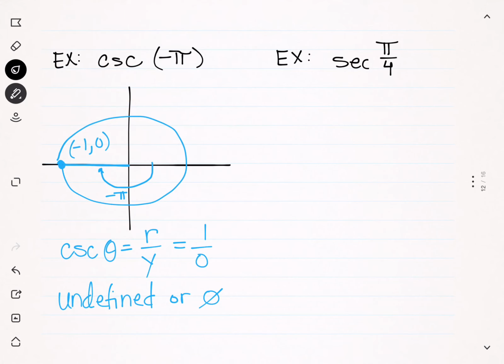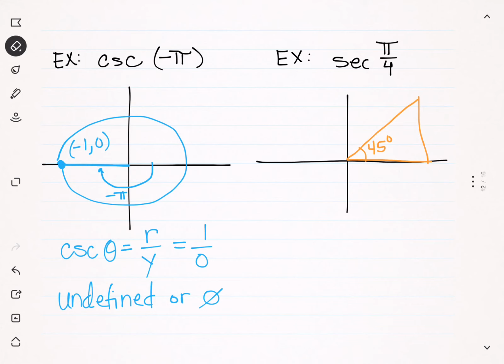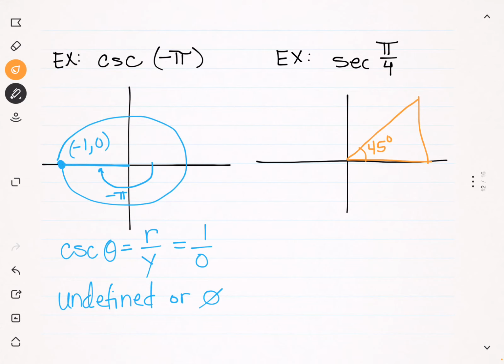Let's do the secant of pi over 4. So pi over 4, recall, is 45 degrees. It's the same thing as 45 degrees. So in standard position here, we are at 45 degrees in quadrant 1, or pi over 4. Okay? So my radius, of course, is 1, and then we learned from the last video on the unit circle that the x value is root 2 over 2 and the y value is root 2 over 2.